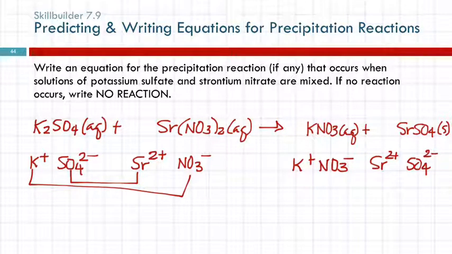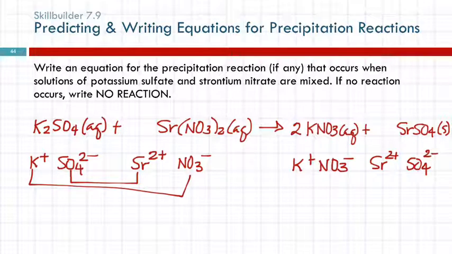Then we have to balance it. I have 2 potassiums here. I only have 1 here, so I need to put a 2 in front of potassium nitrate. Over here I have one sulfate ion, over here I have one sulfate ion. Here's one strontium ion, one strontium, two nitrates, lo and behold, two nitrates. Done. Any questions?